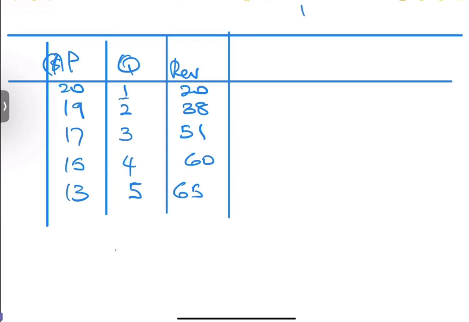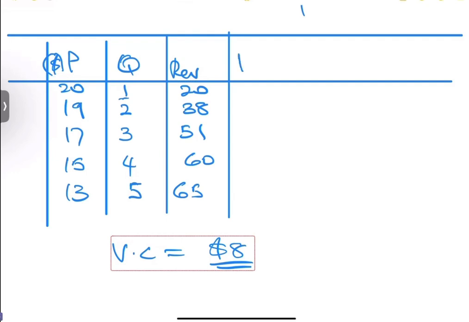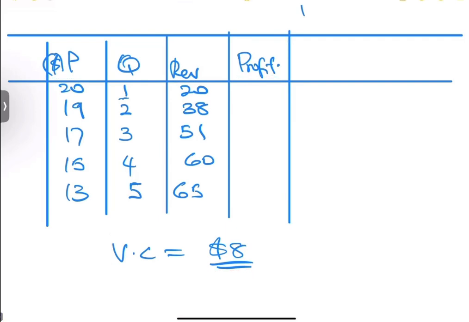So if we assume that our variable cost, or what you call marginal cost, is $8, for an example, it means that I can calculate our profit for each scenario. For scenario 1, what will be our profit? Revenue is 20, cost is 8. We have $12, right?